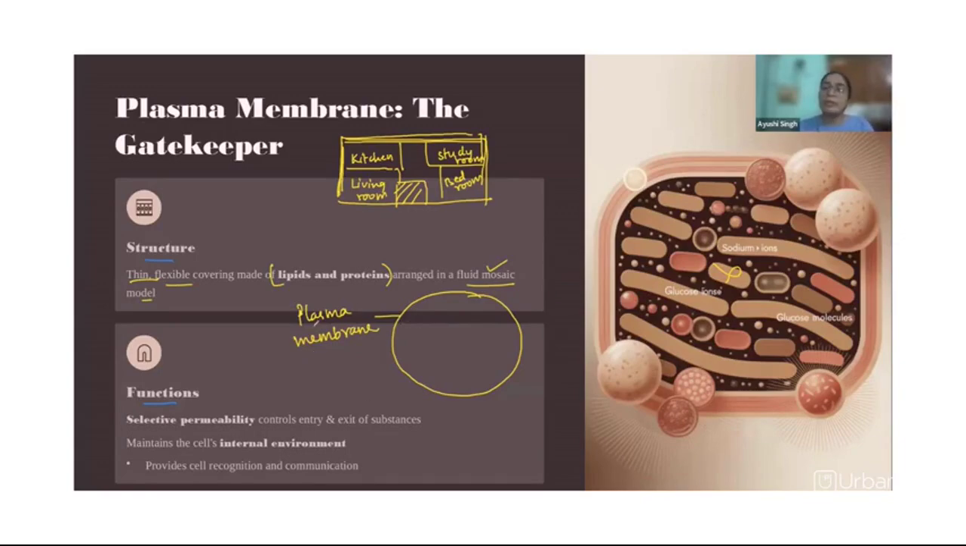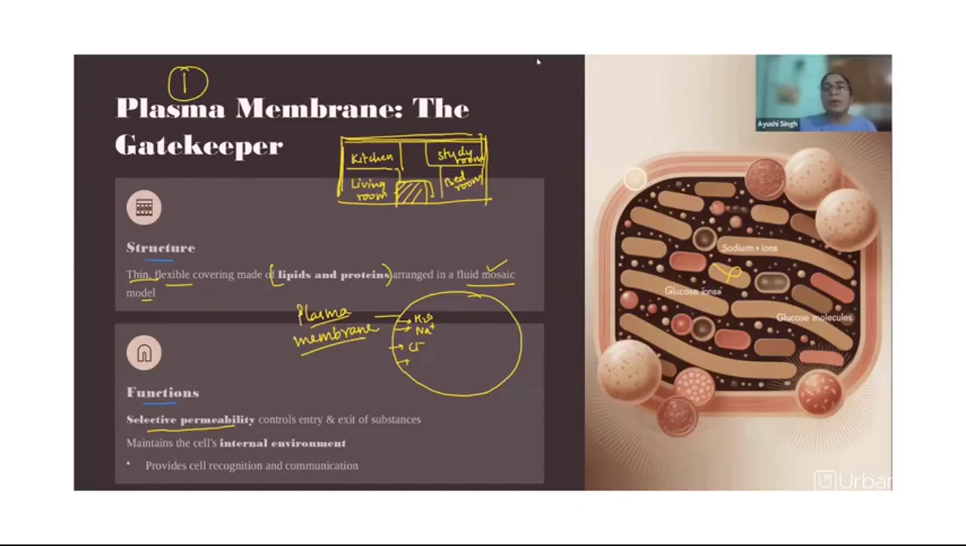Now, what is the function of this boundary or thin flexible covering of the cell? It is selectively permeable, just like you select who will enter your house and who will not. The cell also decides whether water will go inside or not, whether sodium will go inside or not, whether chloride is getting in or not, or maybe some other ions. The exchange of those should happen or not. So the first organelle of a cell is the plasma membrane. Now if we move ahead.